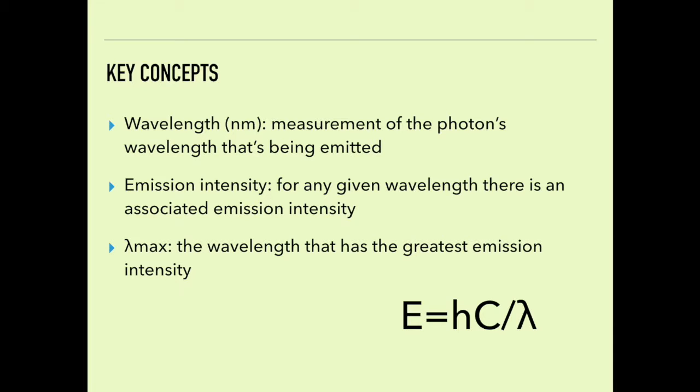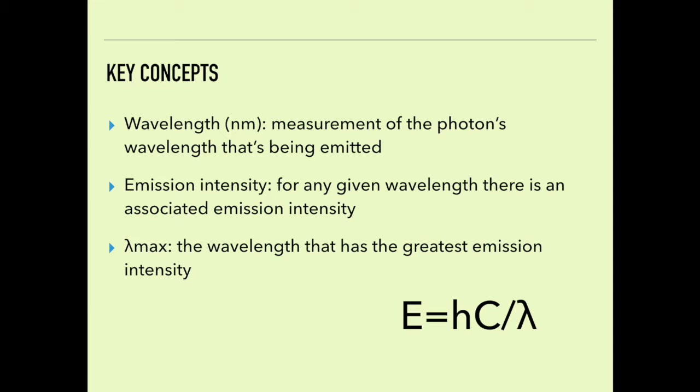Some key concepts we must know for this lab are wavelength, measured in nanometers, which is the measurement of the photon's wavelength being emitted, and emission intensity, which is the associated emission intensity for any given wavelength. This is displayed on the emission spectroscopy on the y-axis. It is proportional to the number of photons of any certain wavelength being emitted.